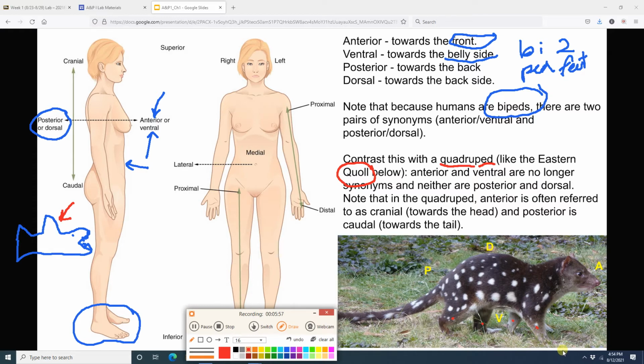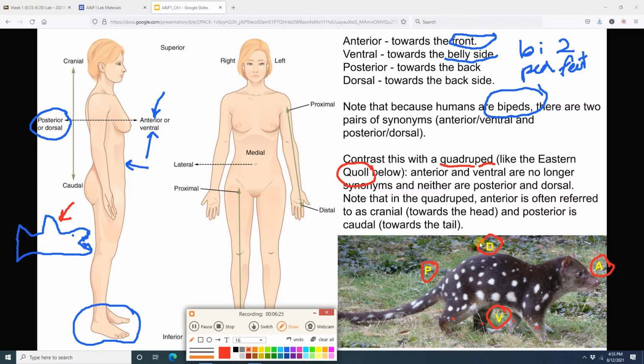4 feet for him. And in this guy, anterior and ventral are no longer synonyms. Anterior is the way he's facing to the front, but now ventral is this underside where his belly is. So these are now different for him. Similarly, posterior towards his tail and dorsal, opposite ventral here, they're not synonyms anymore.